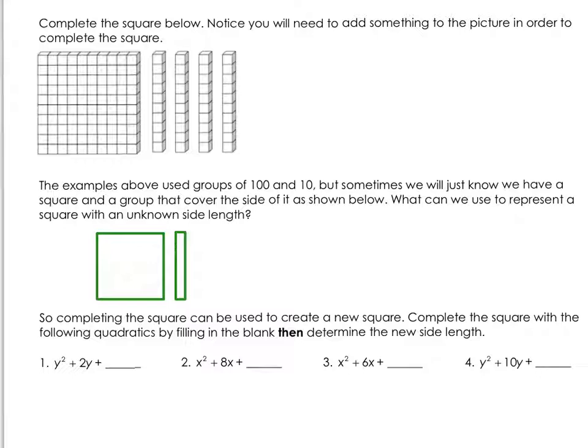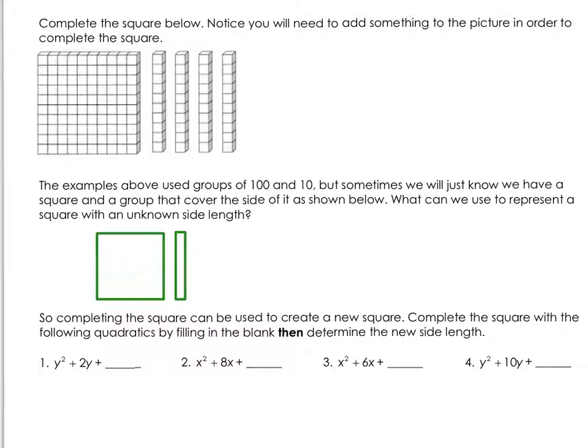So my question for you is, what can we use to represent a square with an unknown side length? So how could I write this? And then how could I write this group of whatever this is? Because it's the same length as the side of the square.